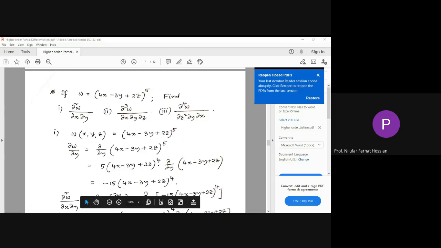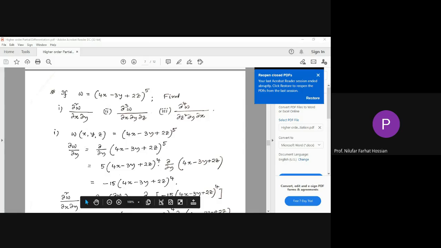Okay, so this is what? W equal to 4x minus 3y plus 2z whole to the power 5. And you have to find this. This is a second order derivative, del square w by del x del y. And what is it? Del cube w by del x del y del z. So here at first you have to perform the derivative with respect to y, then with respect to x. And here at first with respect to z, then with respect to y, and then with respect to x.